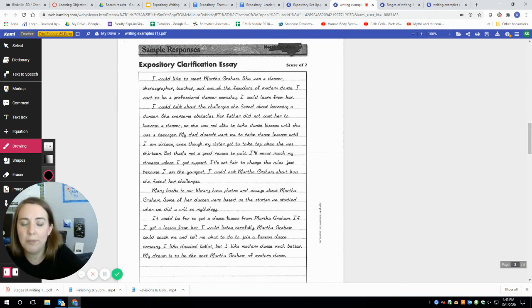So this is an example of an expository essay talking about who she would like to meet and why. You'll notice that it probably got a 2 because she gets a little bit off topic. She starts talking about how her dad didn't want her to take lessons. It wasn't fair because her sister got to take lessons. Down here, she starts talking about what kind of dance she specifically likes in her dream. She forgot to circle back around to why Martha Graham is so amazing and why she'd want to meet her. So this is a good expository essay, but it's not the best.